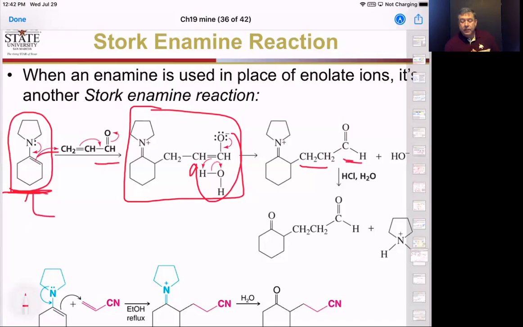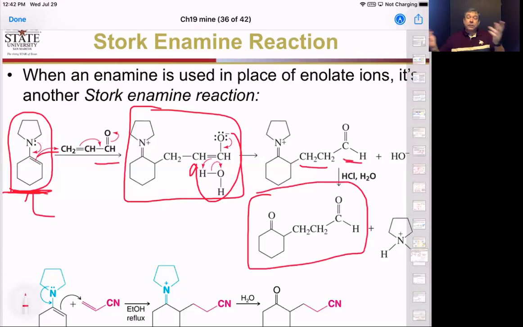And so we actually are going to end up with this really long aldehyde ketone compound, and then we can use that to do other chemistry. But the key here is that it will always do the conjugate addition because it's a poor nucleophile.